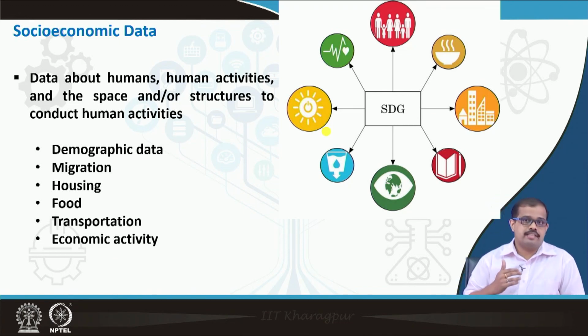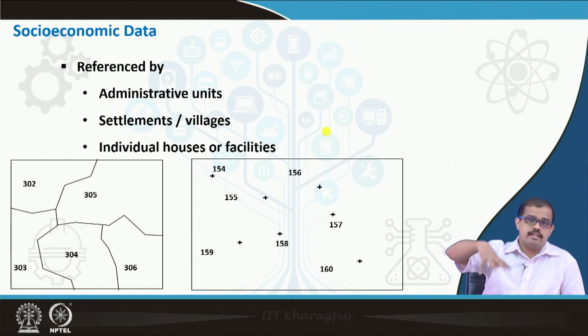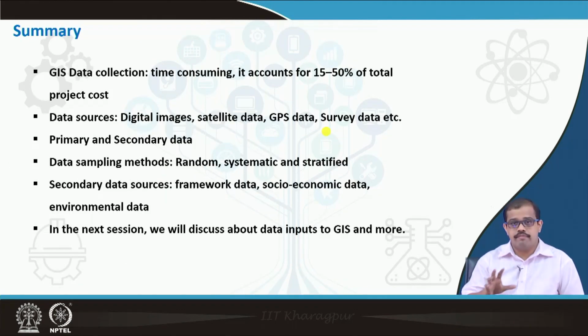These are data sets that may already be available in the government domain, or you may have to collect them as a primary source. Normally socio-economic data are referenced by administrative units, as I said. It may be per ward, per district, or per village. Then it may be by settlement, or individual houses or facilities if it is a house-based service. So look at what kind of data you may need in terms of every aspect of collecting the data.